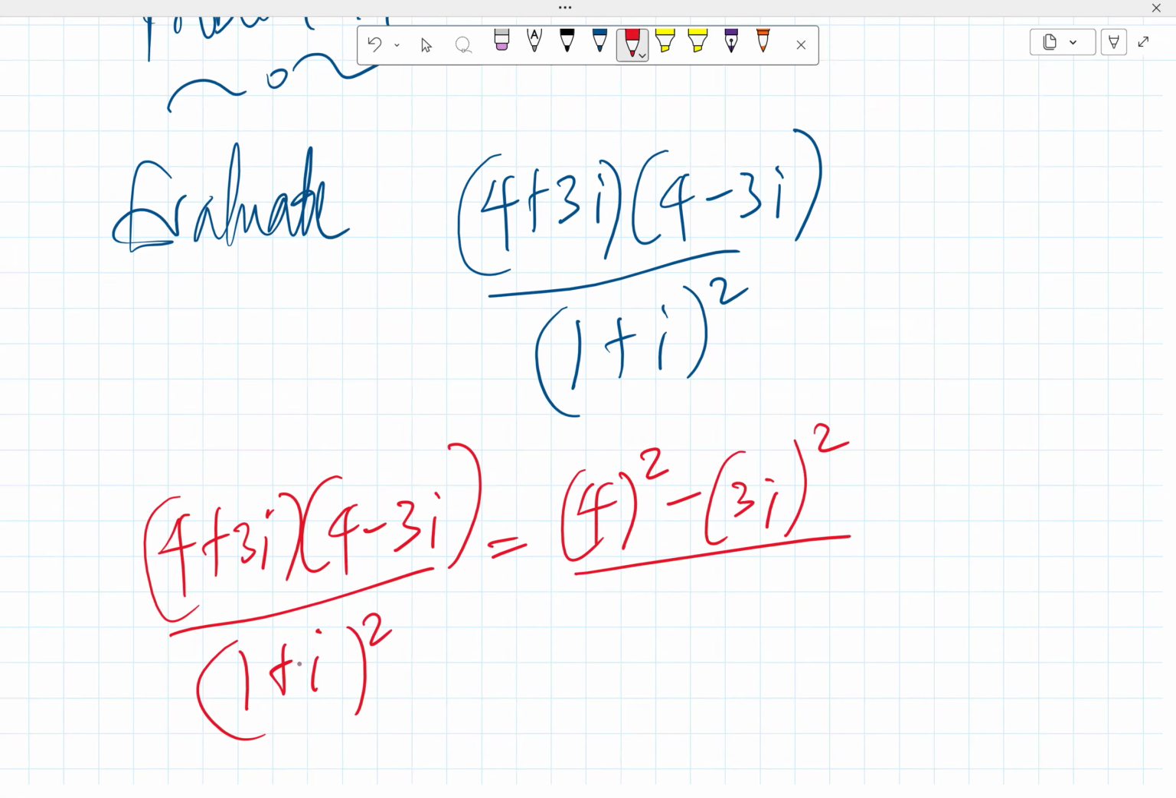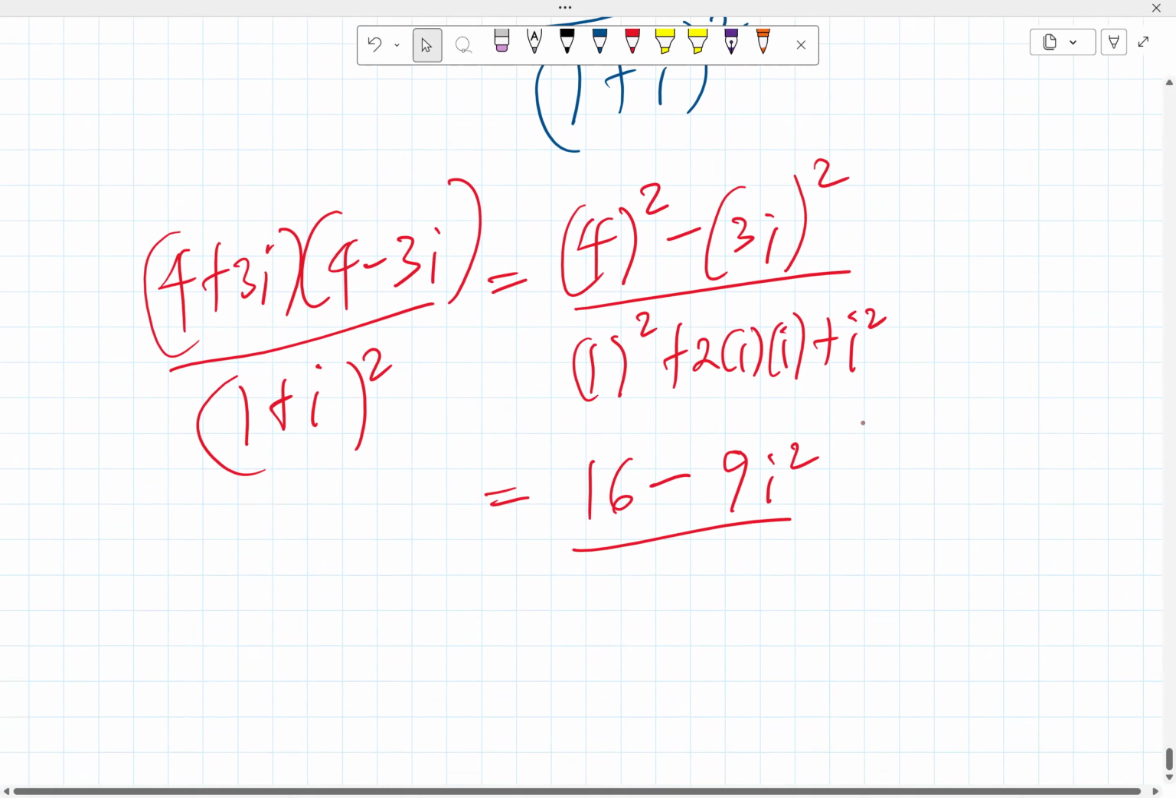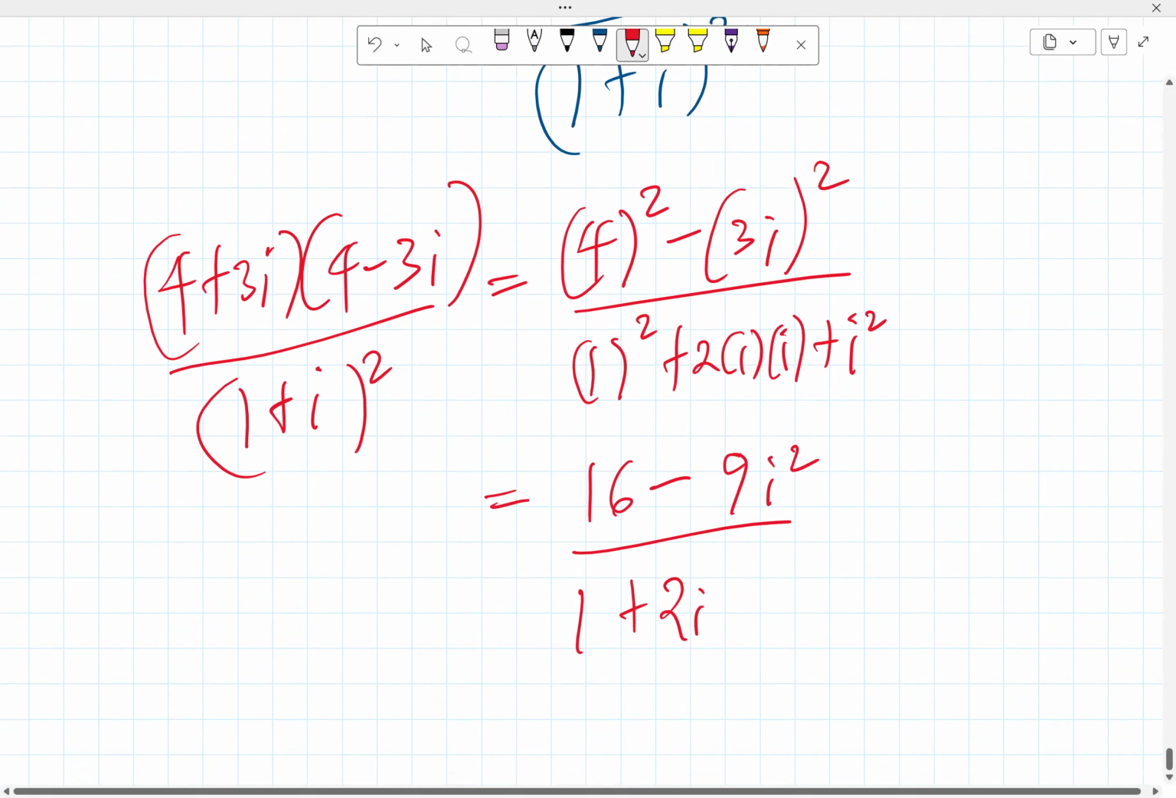To expand this now, we know that is 1 squared plus 2 times 1 times i plus i squared. Okay? So that's expanding straight up. 4 raised to power 2 is 16. Then this is 9i squared, all over, down here we have 1 plus 2i plus i squared.